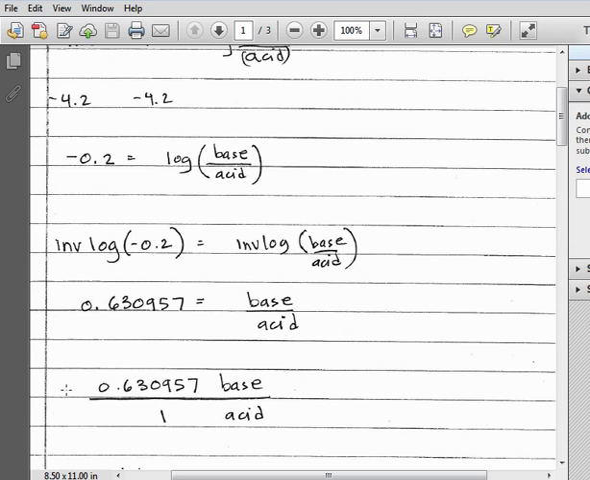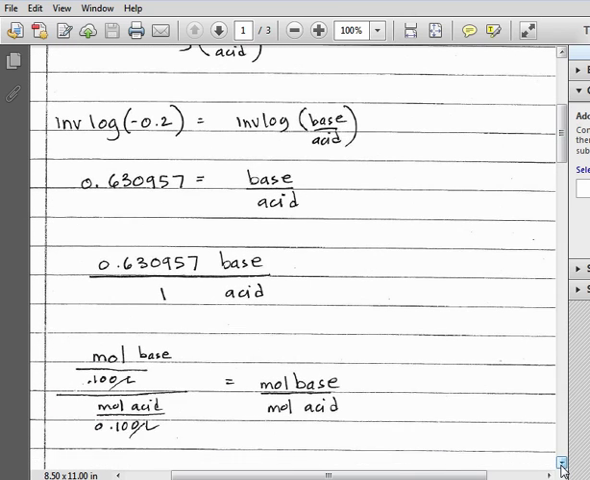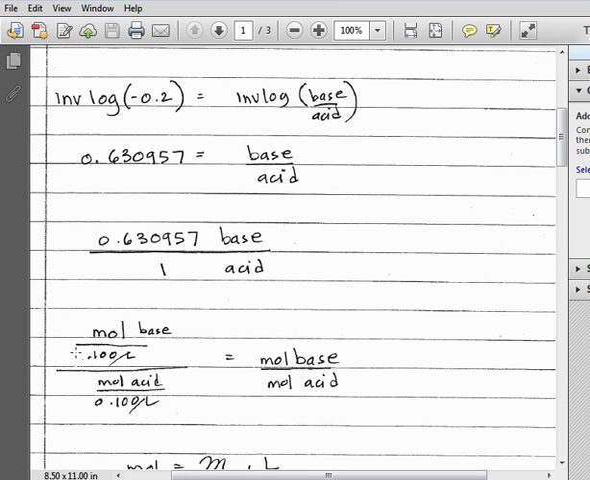So now I have something to work with. In my 100 milliliters, my concentration of base to acid must be in this ratio. Now, what I'm going to work with instead of concentrations is actually moles, because in this solution there's going to be an overall volume of 100 milliliters, which is 0.1 liter. If we look at the concentration of base to the concentration of acid, my volume actually cancels out. And so what I'm going to be looking at is actually my mole of base to mole of acid ratio, which will be the same, 0.630957 to 1.